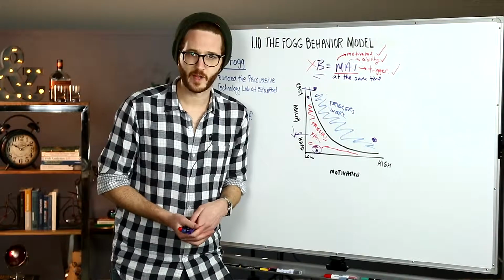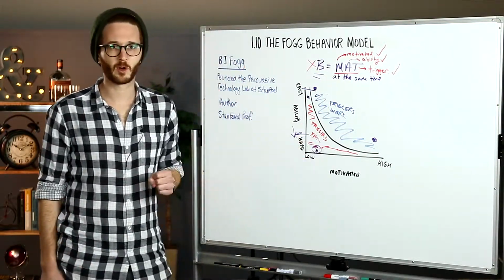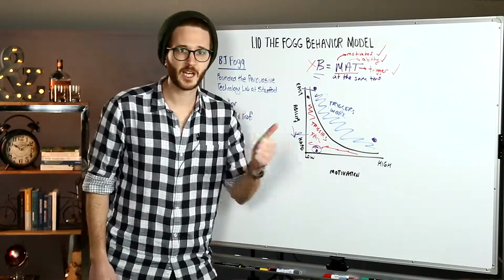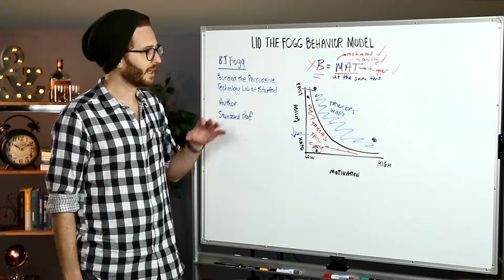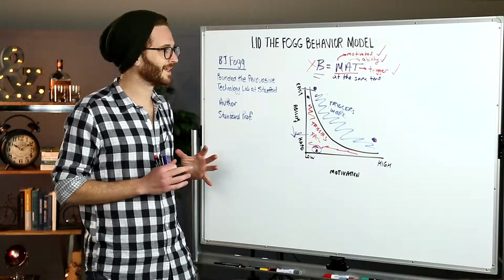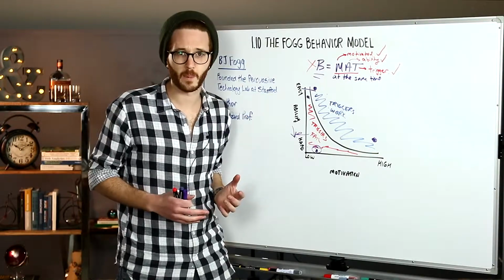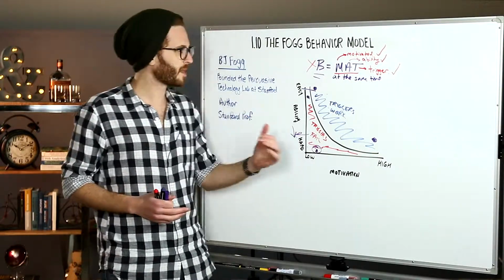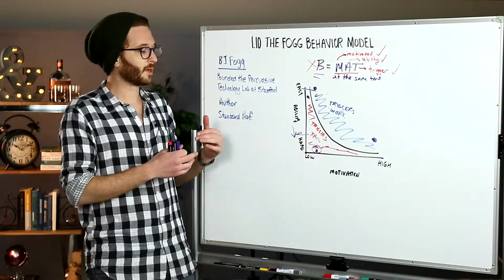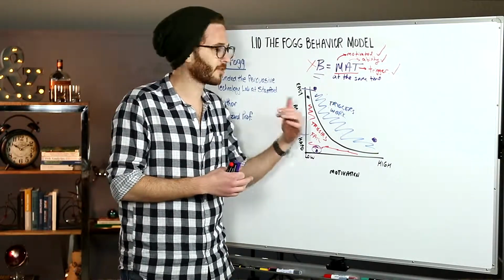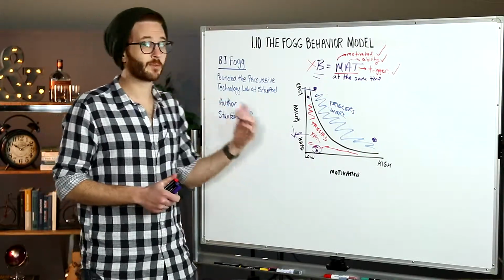Let's talk about the different types of motivation, right? In the Fogg Behavior Model, there are three primary types of motivation. You have sensation, anticipation, and social cohesion. Sensation is basically the desire for pleasure and the avoidance of pain, right? Seeking pleasure, avoiding pain. Typically, research has shown that avoiding pain tends to be more of an effective motivational factor than seeking pleasure.